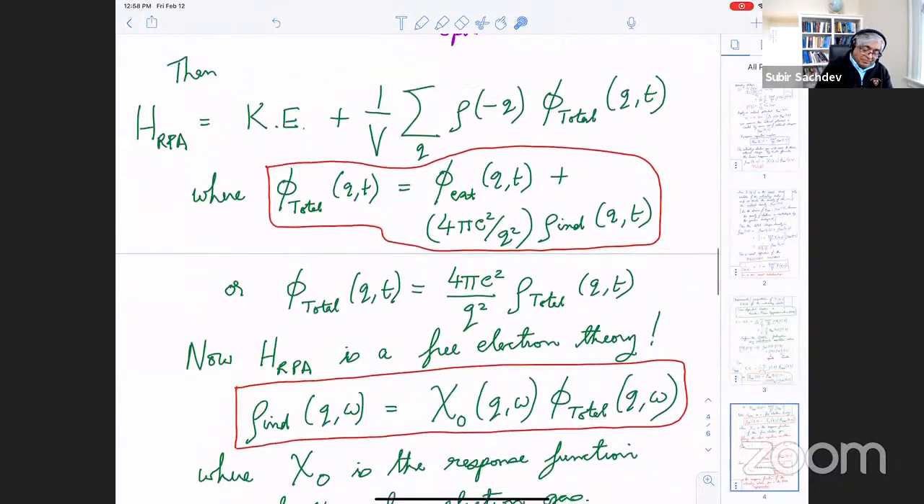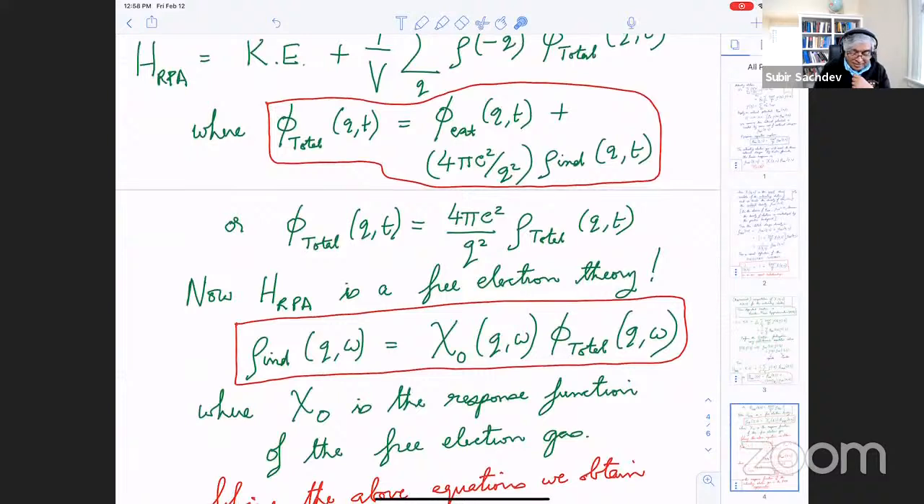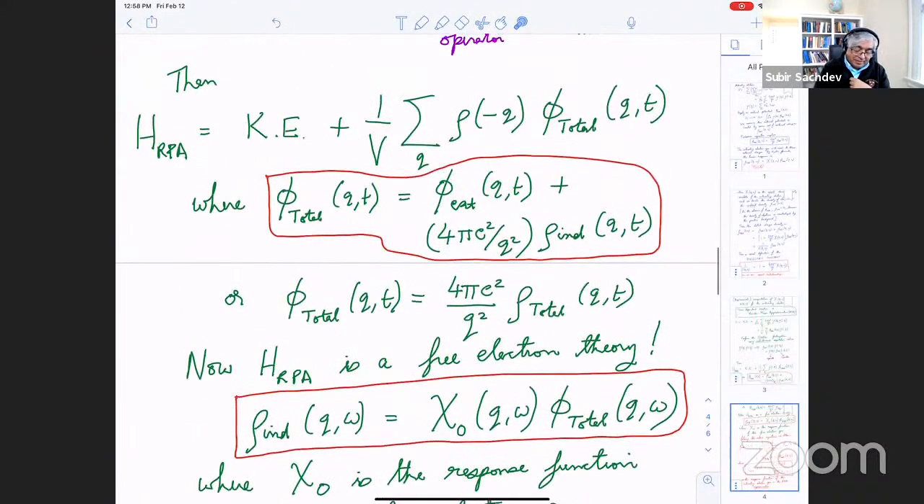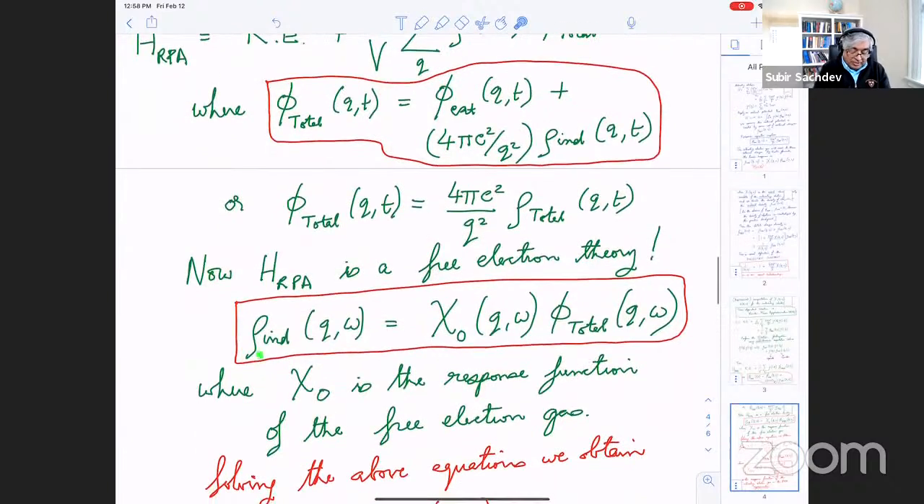And now when I do the response function of this new theory, I can finally treat the electrons as free electrons. I can use the response function of the free electron gas. So that's the key step. The induced charge density, which is the exact response function times the external potential, is approximated by the free electron response function acting on not the external potential, but the total potential.